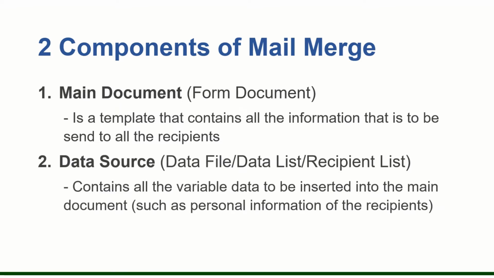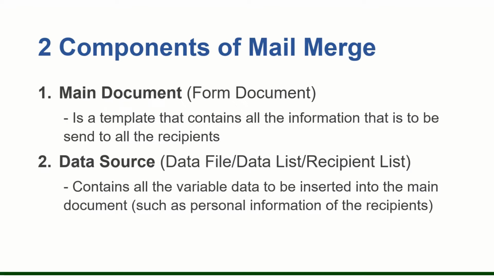The second component is the data source, also known as the data file, data list, or recipient list. The data source contains all the variable data to be inserted into the main document, such as personal information of the recipients. It is a table of recipients, or a table of information, which contains the varying data to be integrated into the main document. It can be created using MS Word or Excel.